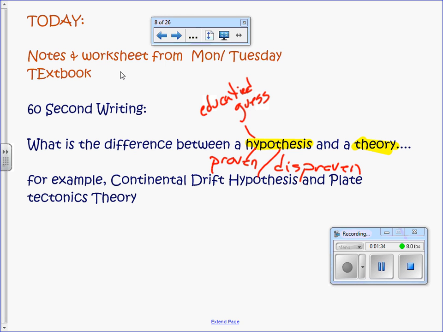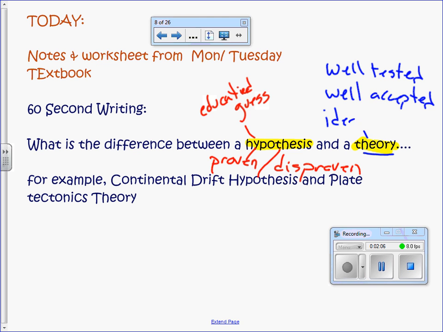Now the problem is that in everyday common culture, people say, I have a theory about why that is. They don't have a theory, they actually have a hypothesis. But I guess it doesn't sound as good. Because in science, a theory isn't a guess or an idea or a prediction. In science, a theory is a well-tested, well-accepted idea that has evidence to support it, and basically has been proven through experimentation.